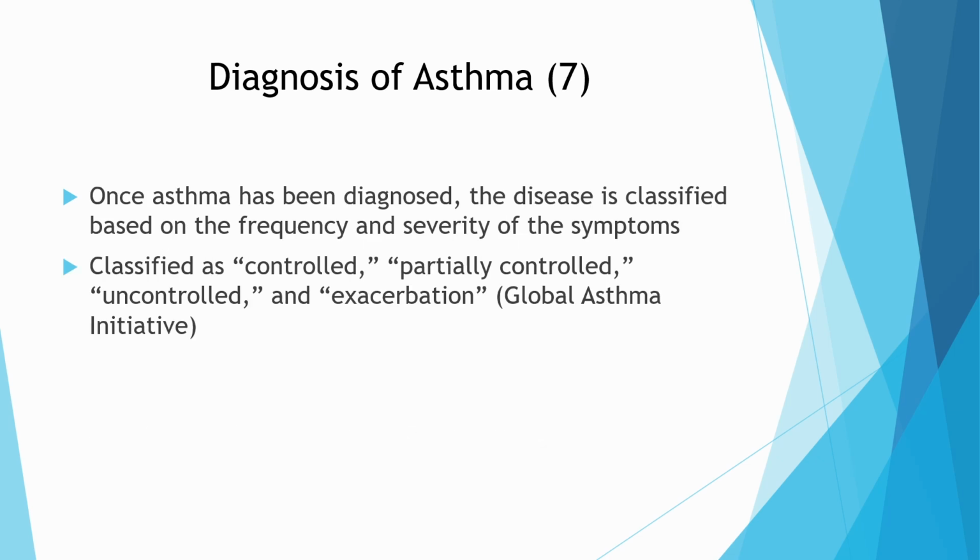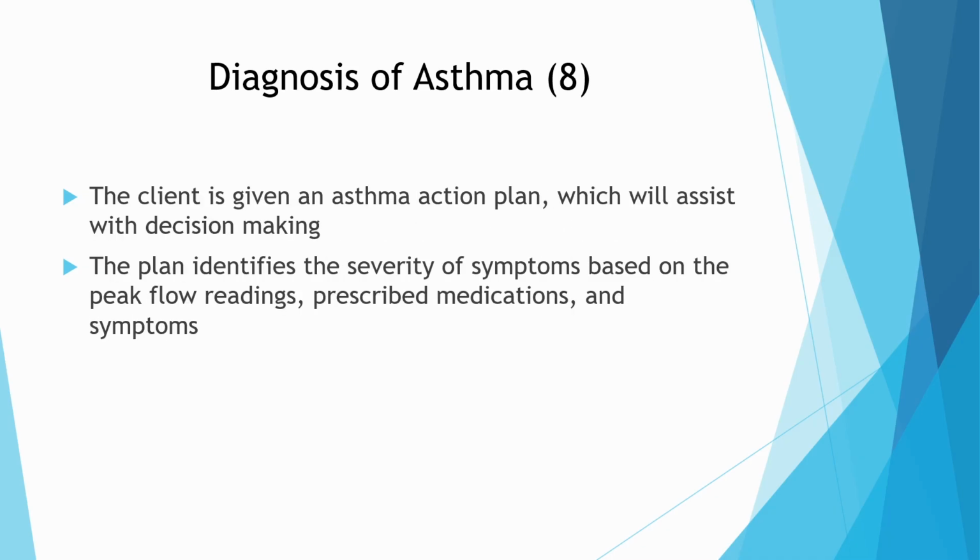Once asthma has been diagnosed, the disease is classified based on the frequency and severity of the symptoms. It can be classified as controlled, partially controlled, uncontrolled, or an exacerbation. And these guidelines are set by the Global Asthma Initiative. The client is given an asthma action plan, which will assist with decision making. The plan will identify the severity of symptoms based on the peak flow readings, prescribed medications, and then their symptoms.